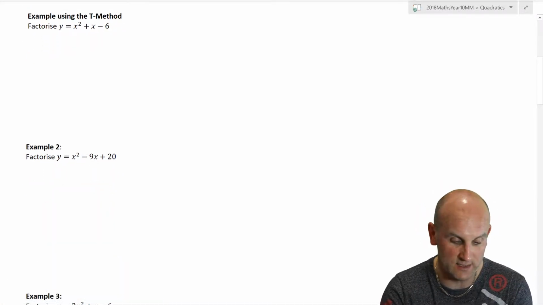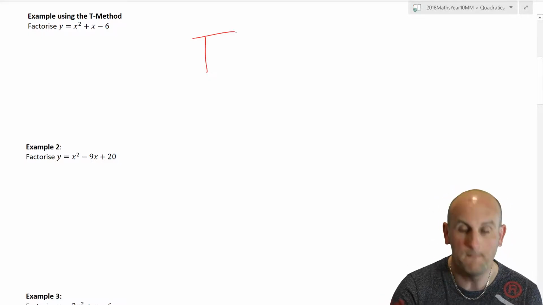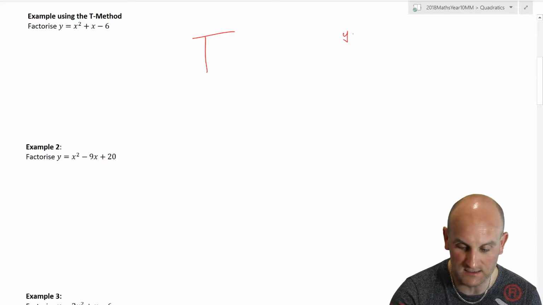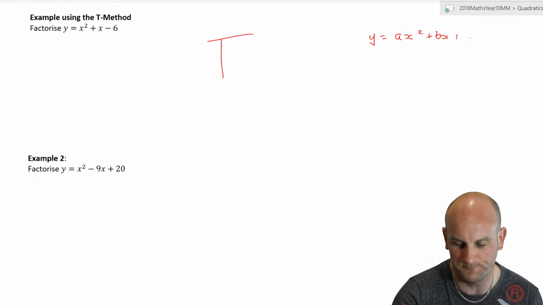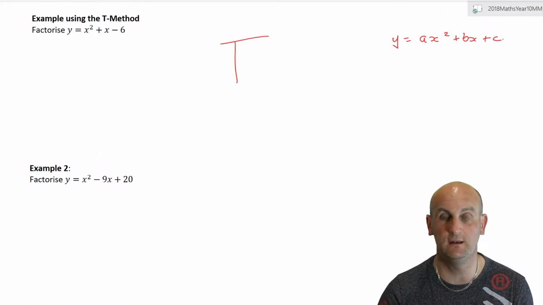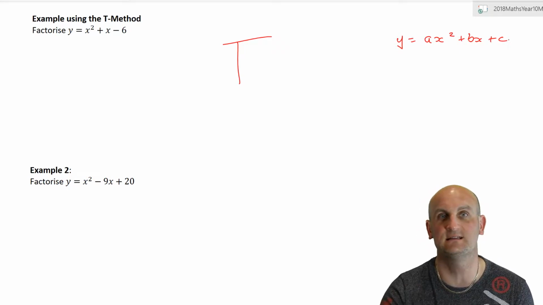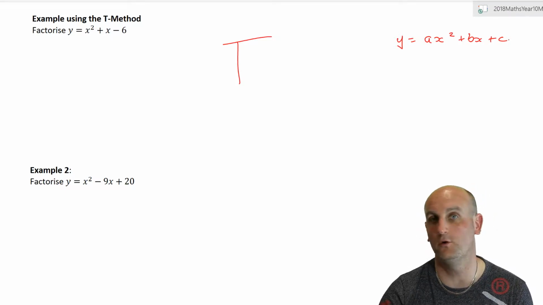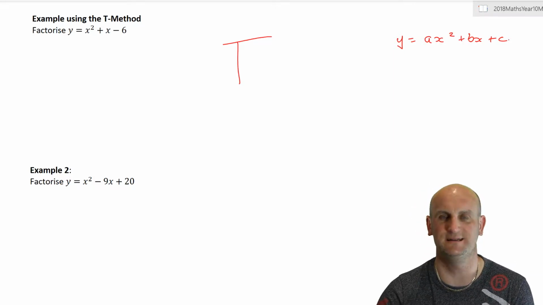So if I look at this example here, what do we have? We have x squared plus x minus 6. Draw my T, multiply my A term and my C term. Again, if you're not sure what I mean by my A term and my C term, quadratics or trinomials, as we call them, have a standard way of being expressed: ax squared plus bx plus c, where the a is the coefficient in front of the x squared, the b is the coefficient in front of the x, and the c is the coefficient on its own, the number. The constant term, as we call it in mathematics.